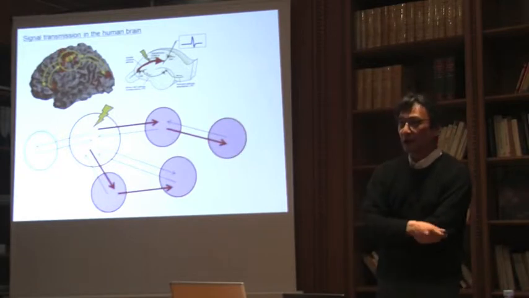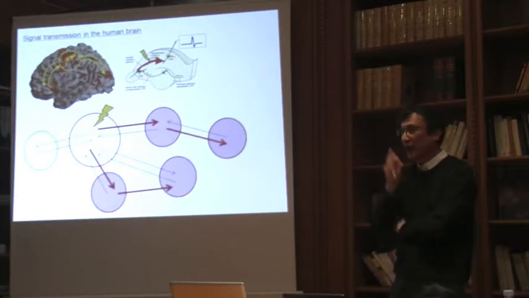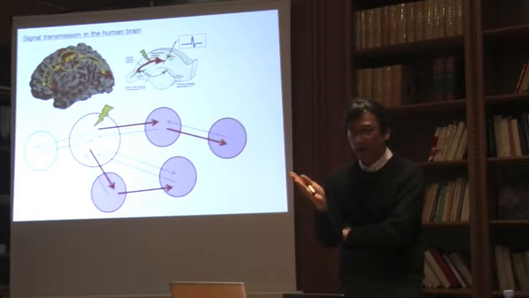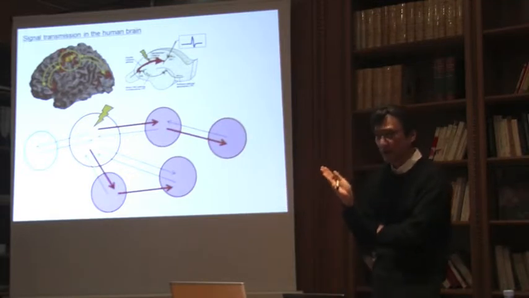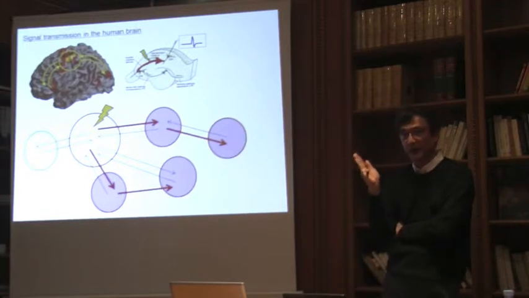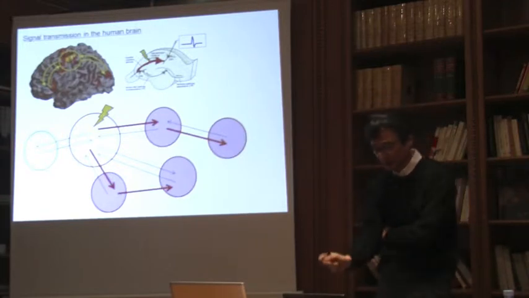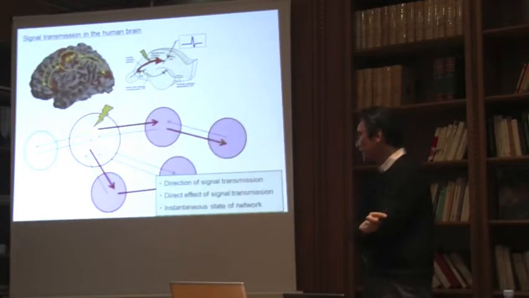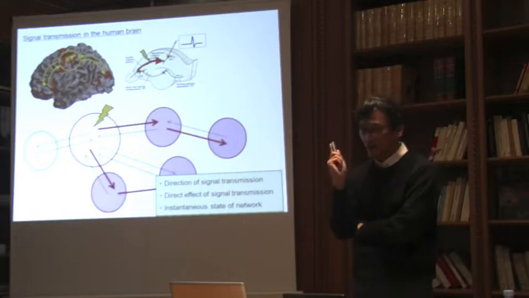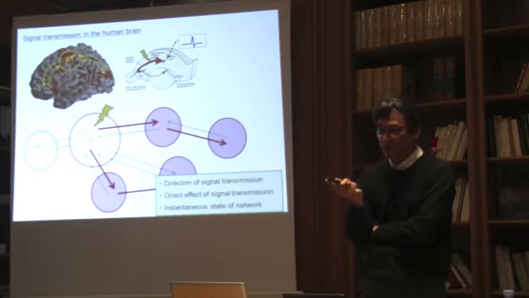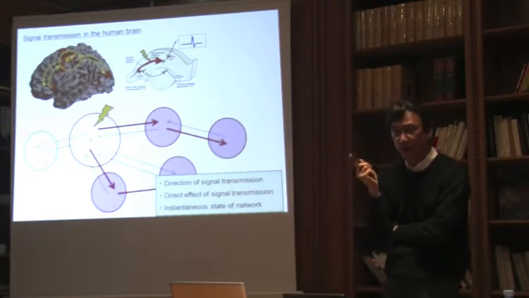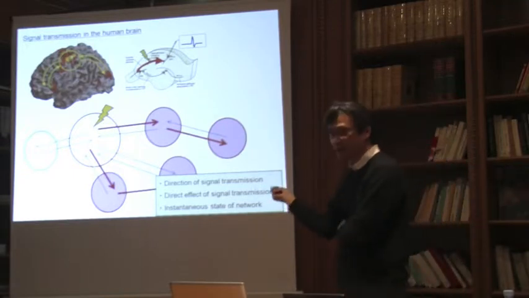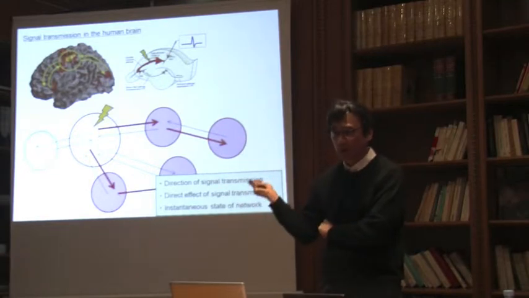Of course, here we are looking at the effects of artificial stimulation rather than physiological neural signals. But still, we can say something about the efficacy of neural signal transmission. And what's nice about this technique is that by giving stimulation at particular time points, at various time points during the cognitive performance, we can estimate the instantaneous state of the neural network when the stimulation is given.